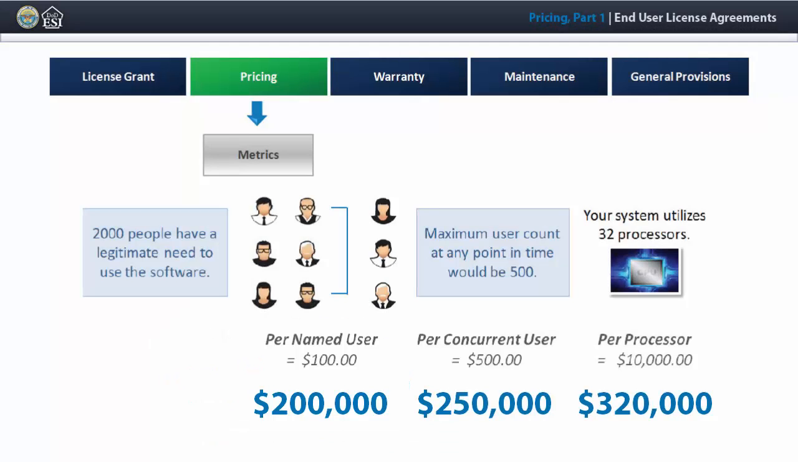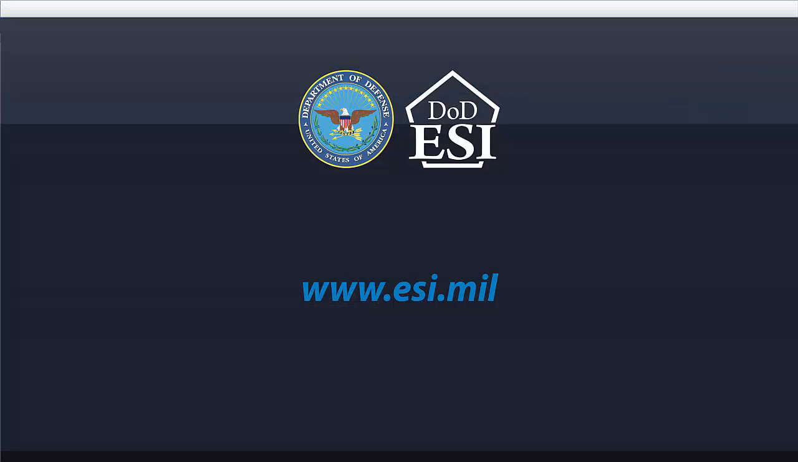User environments and organizational requirements vary by organization, so price analysis under each possible licensing metric is suggested. Please refer to Part 2 of the software pricing tutorial for more information.